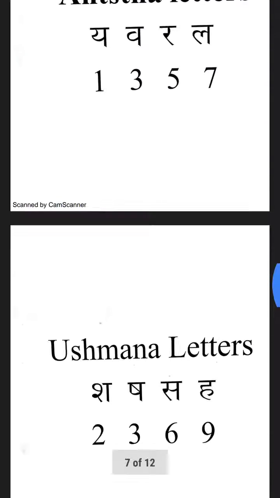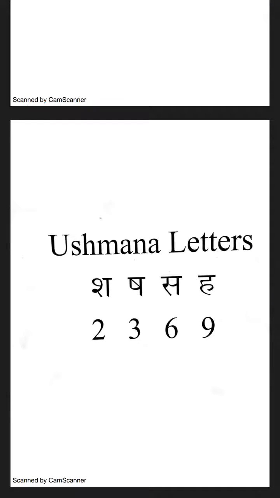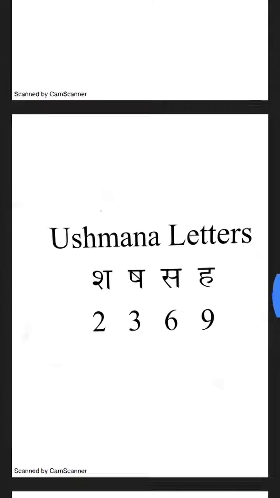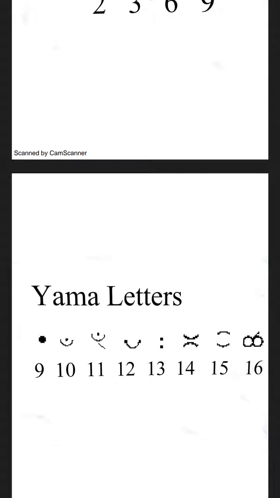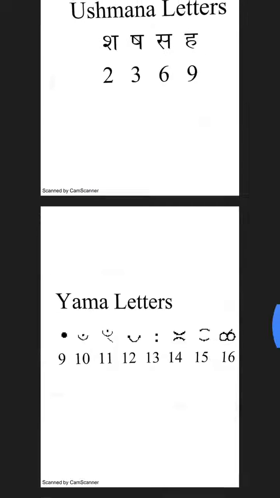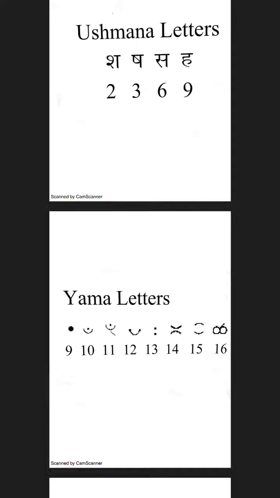The next class of letters of the Devanagari alphabet is designated as Ushmana letters. Ushmana letters are also four in number: Sh, Sha, Sa, Ha. These get associated with and go parallel to the values of the quadruple numbers 2, 3, 6, and 9. Before we revert back to these associations of values accepted by these letters, let us first reach the last class, the class of Yama letters of the Devanagari alphabet. These are 8 in number, and these accept association of values 9 to 16.